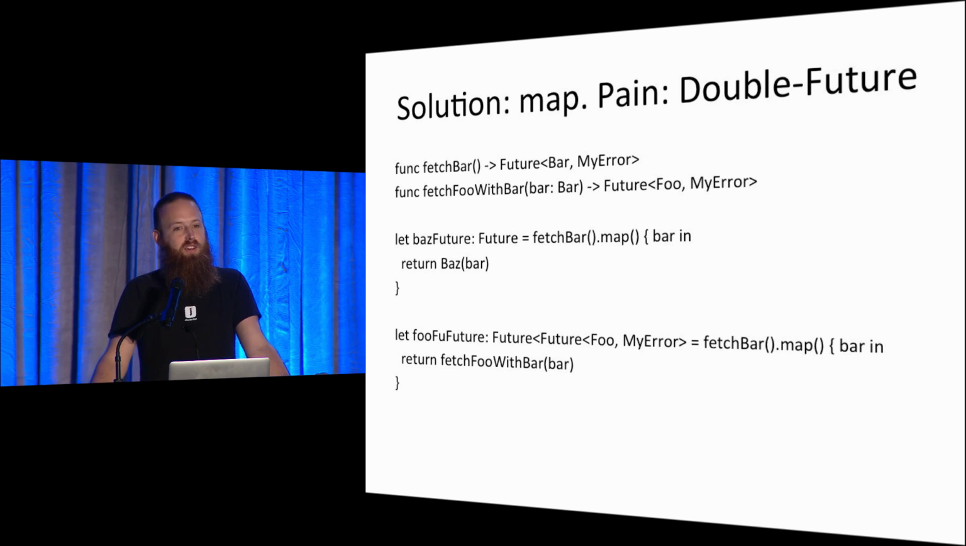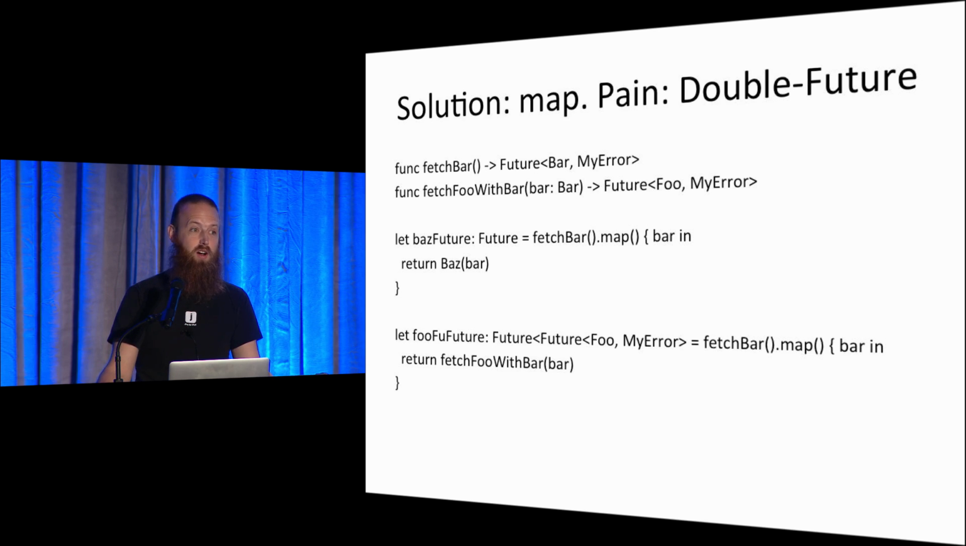So again, we have our solution. We can solve this with map, and we can actually go and grab the bar. We can issue our call to fetch bar, and if we again want to convert that to a BAS, it's very easy because there's no failure case. So we just take the bar and we call BAS against it, and you've just transformed your bar future into a BAS future, and that's great.